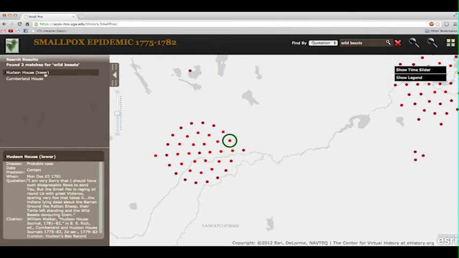We'll move west to Hudson House. Take a look at this record. I'm very sorry that I should have such disagreeable news to send you, but the smallpox is raging all around us with great violence, sparing very few that takes it. The Indians lying dead about the barren ground. The barren ground is the British term for this part of North America. So the Indians lying dead about the barren ground like rotten sheep, their tents left standing, and the wild beasts devouring them.